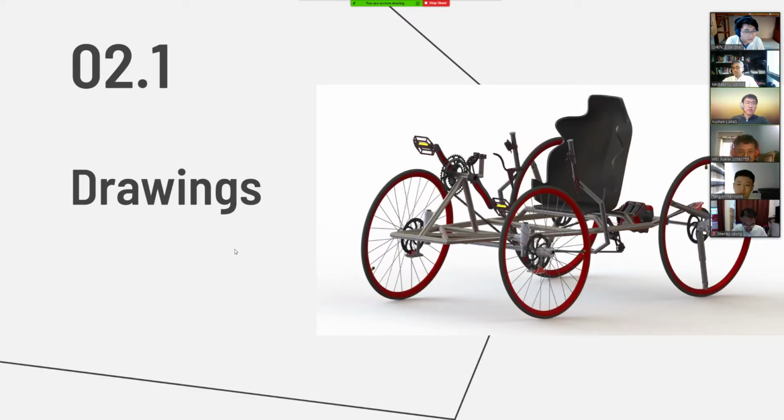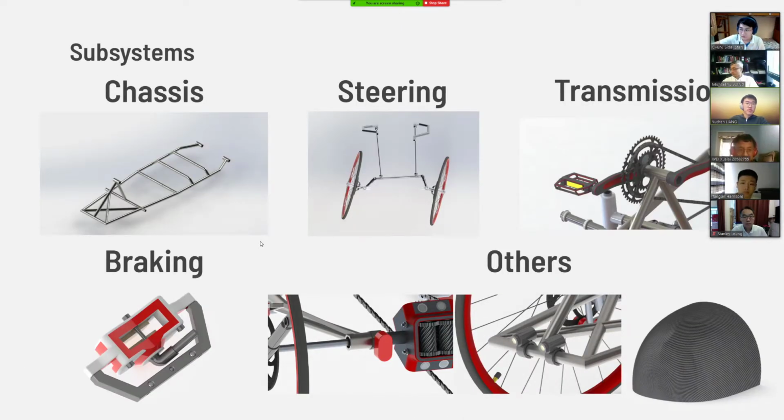Next page, please. This is the full car rendering without the fairings. Next, please. We break the car into the chassis, steering, transmission, braking, fairing, and lighting subsystems. These are simple CAD renders of each system. Each system will be mentioned in more detail in the following section.